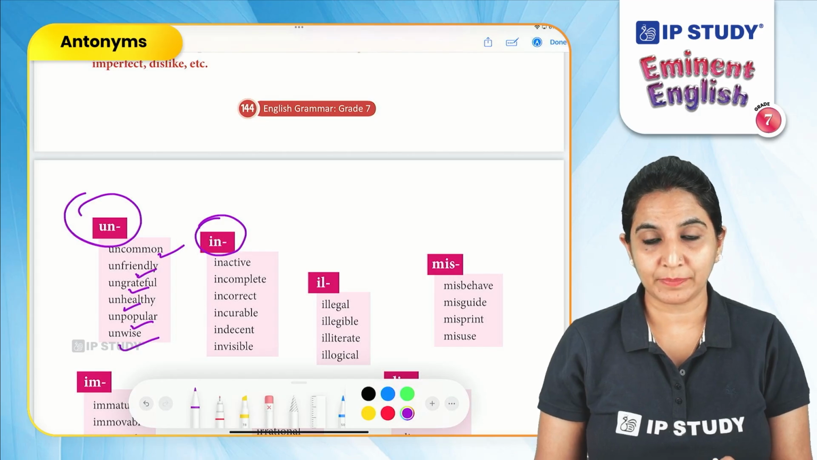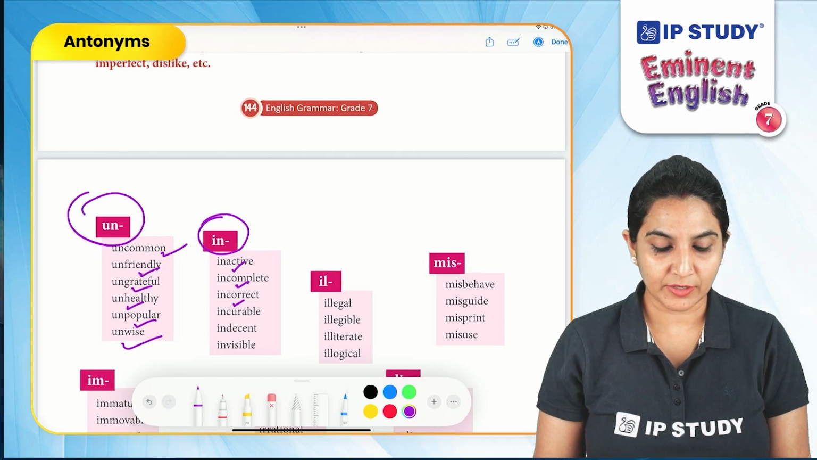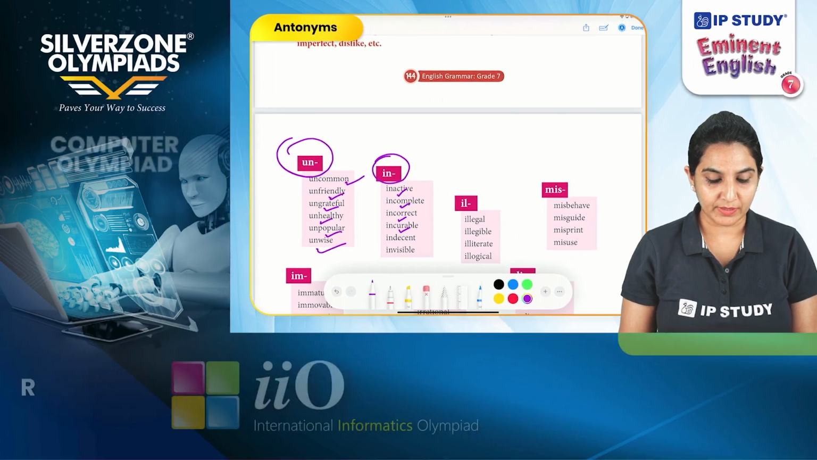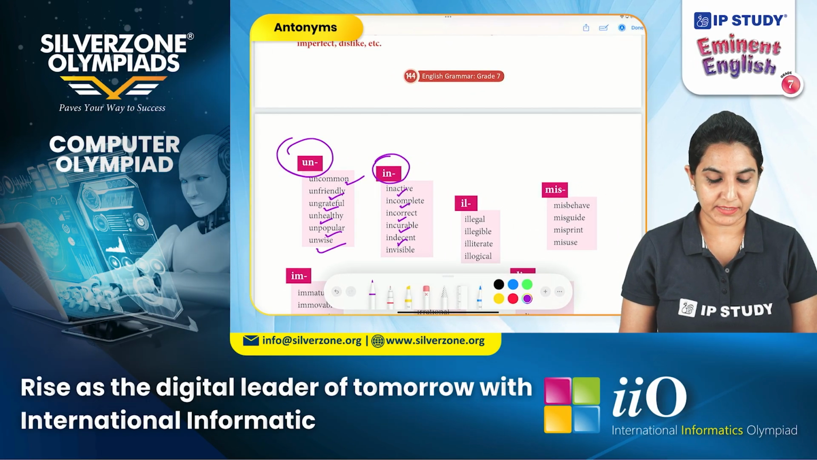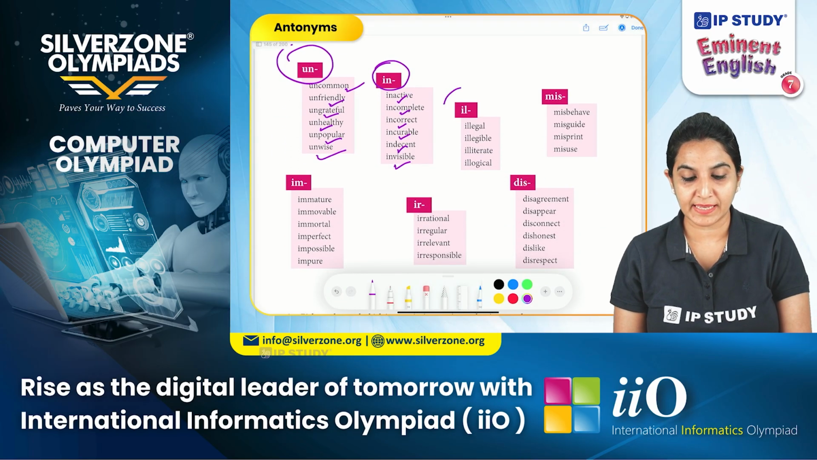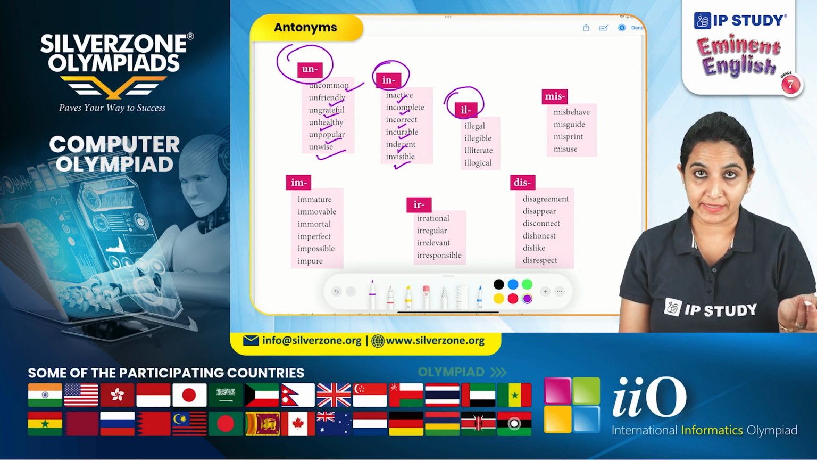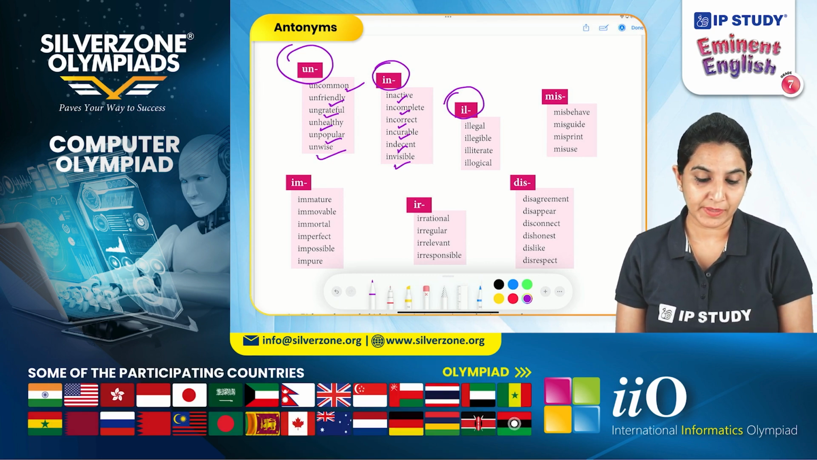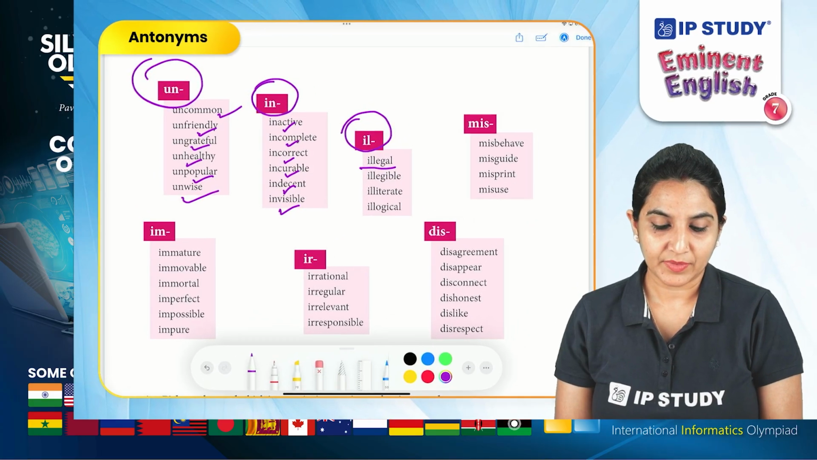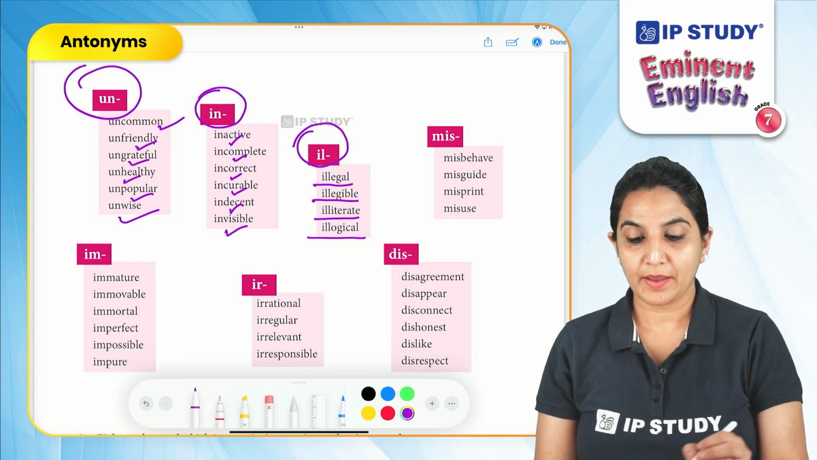Like in. Active, the opposite will be inactive. Complete, incomplete. Correct, incorrect. Curable, incurable. Decent, indecent. Visible, invisible. Similarly, the prefix ill can be used with words such as legal. The antonym of legal will be illegal. Legible, illegible. Literate, illiterate. Logical, illogical.